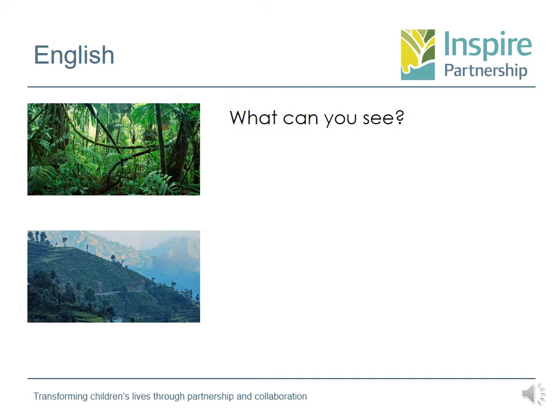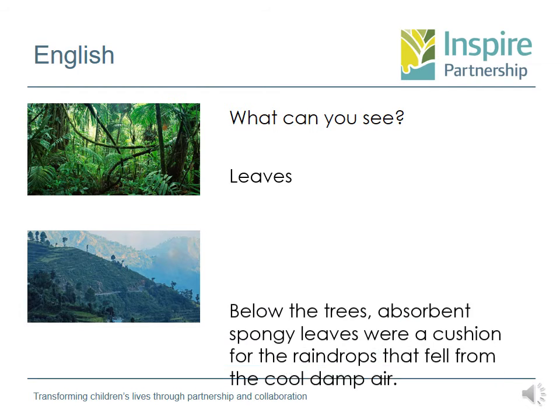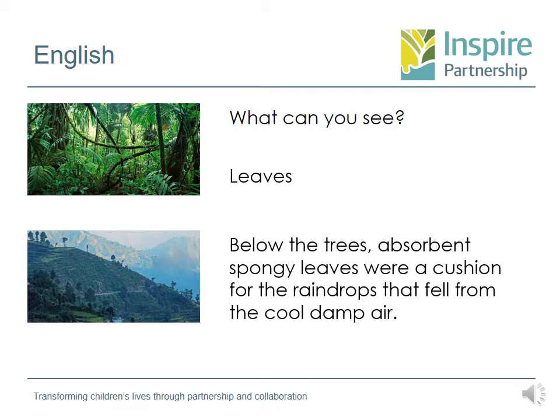So I'm looking at these two images that I've got on the slide, and what can you see? I can definitely see some leaves in that top picture, but that's really boring, isn't it? And you know how Miss Cook likes our writing to be really interesting, so it engages our readers. So I can change that to, below the trees, absorbent spongy leaves were a cushion for the raindrops that fell from the cool, damp air. Now that's a really good example. So instead of saying I can see leaves, I'm writing it in a really, really descriptive manner.